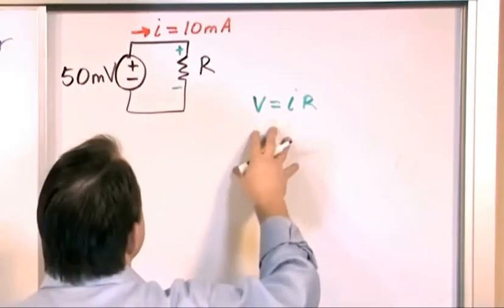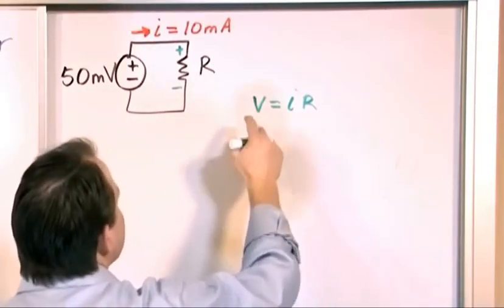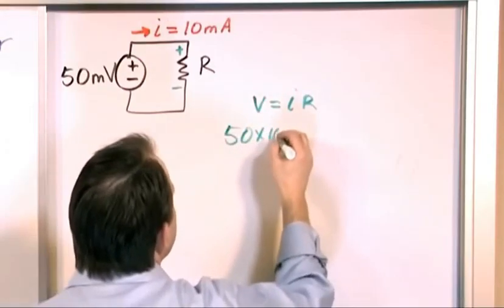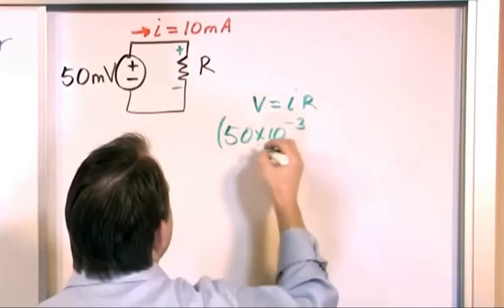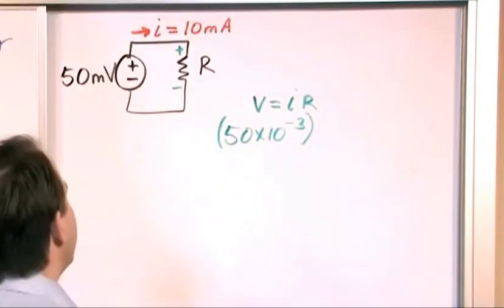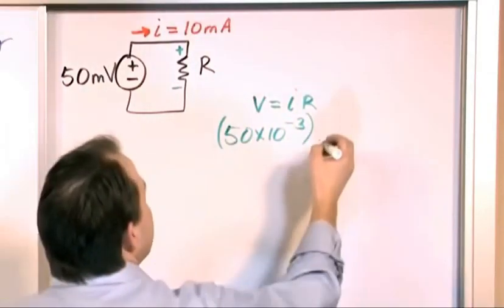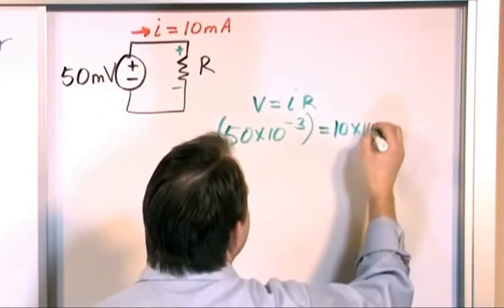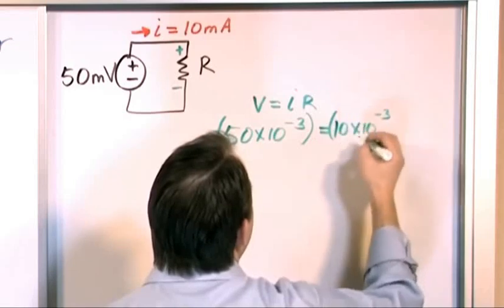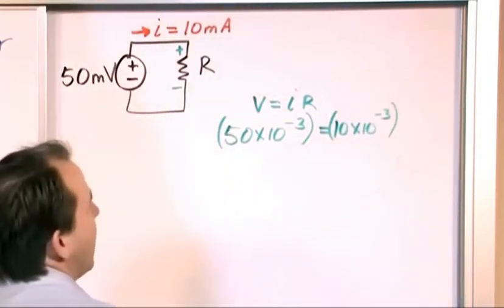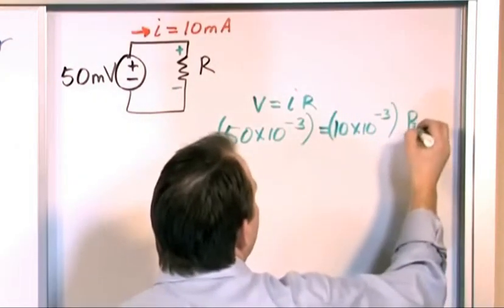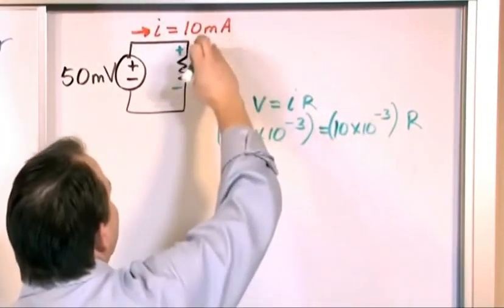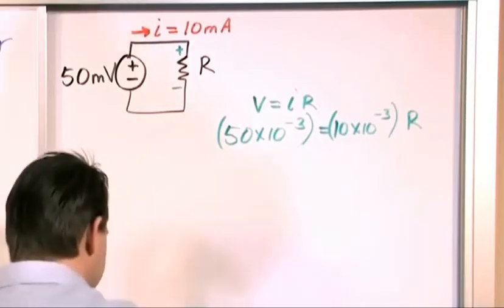But whenever you use this, the voltage here is 50 millivolts. Now, you don't want to put 50 in here. You want to put 50 times 10 to the minus 3, because that's what millivolts is. You take the number and you multiply by 10 to the minus 3. Equals, the current is 10 milliamps. You don't want to put 10, you want to put 10 times 10 to the minus 3. And this will give you all the credit on your exams too, if you make a calculation mistake, times R. So it's the same thing. The voltage across the resistor, the current through the resistor, the value of the resistor is unknown.